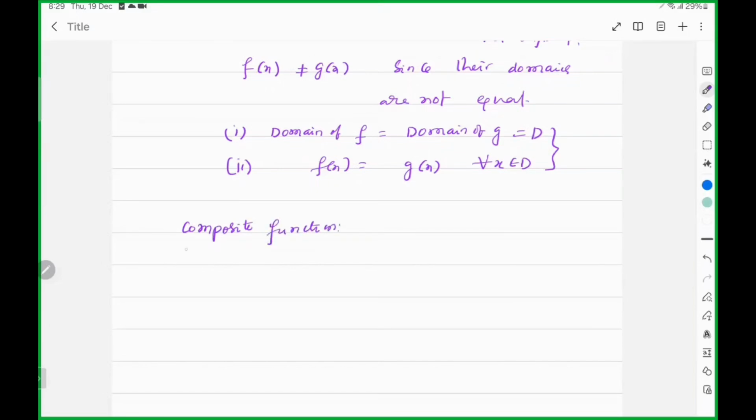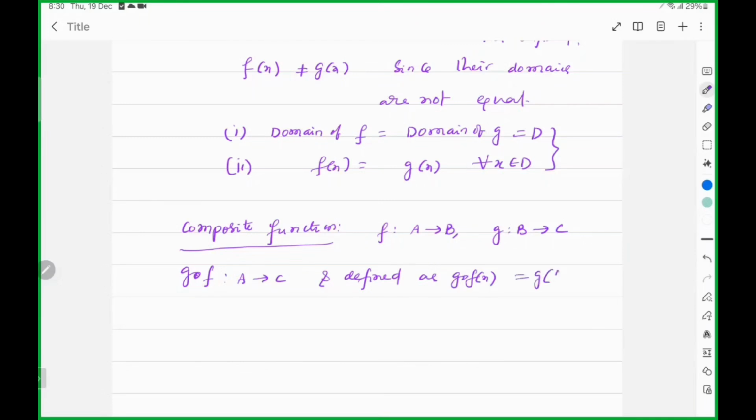Composite function. This I discussed in the last class, once again. f maps from A to B, and g circle f maps from A to C and is defined as g of f of x.